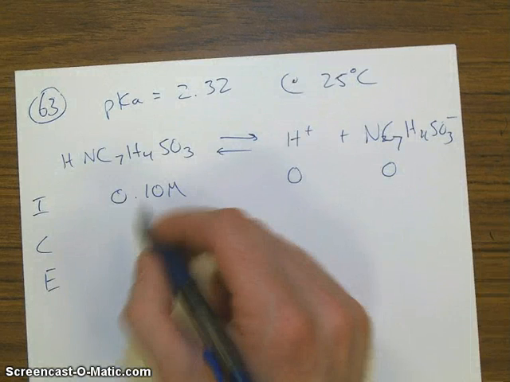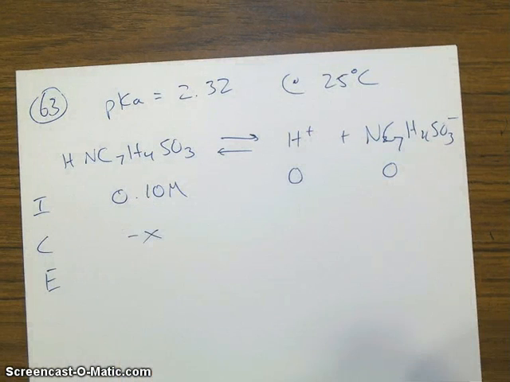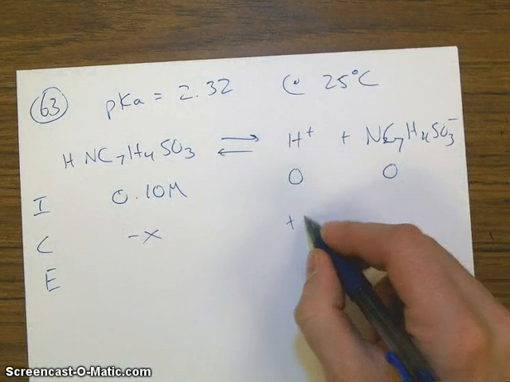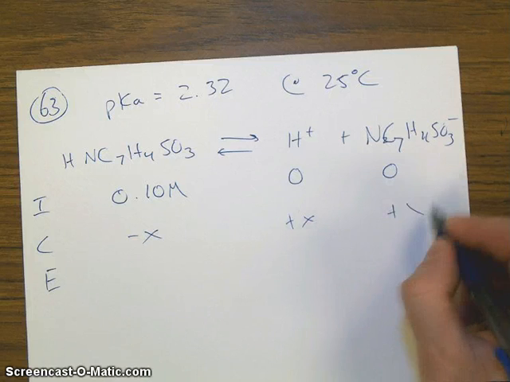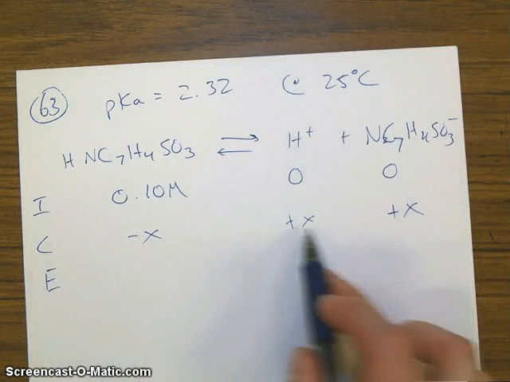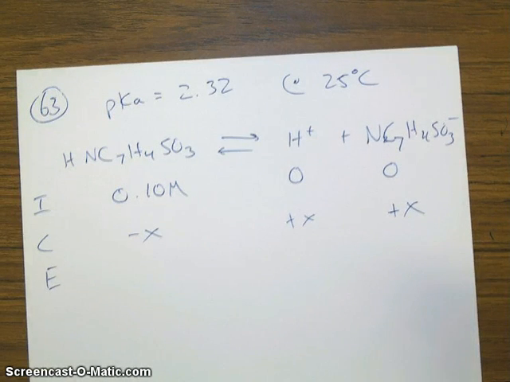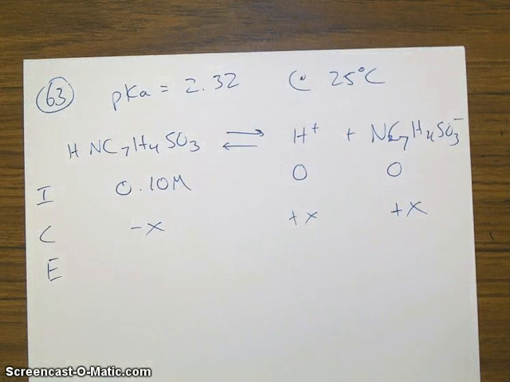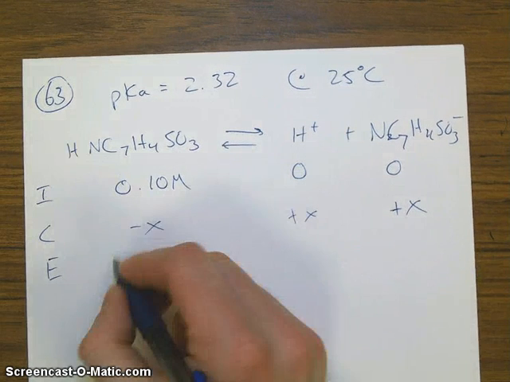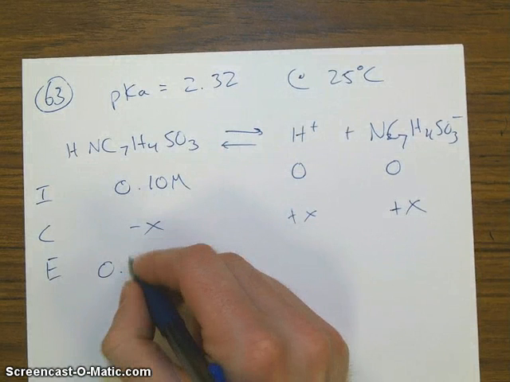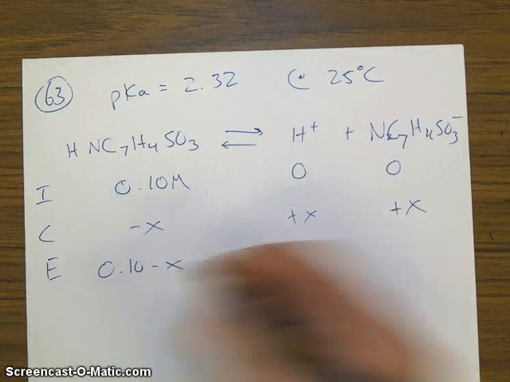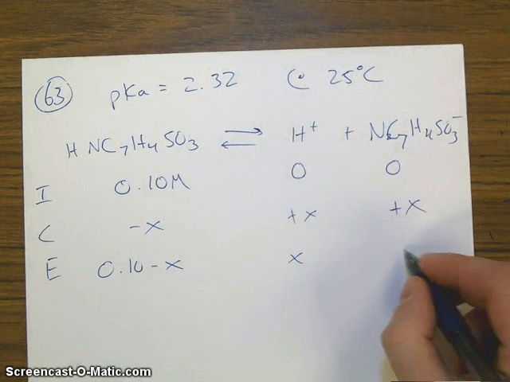And the change, this is going to go down by some value x. This is going to go up by some value x when it starts dissociating, same with this. Notice I don't have any numbers here, or there. The reason behind that is because it's a 1:1:1 ratio for all of my stoichiometry. Now, I'm going to write out what it would be at equilibrium, 0.10 minus x. This would be x, and this would be x.